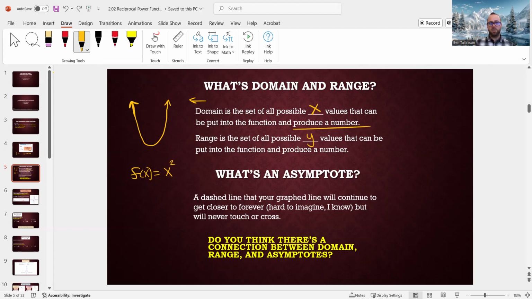So slowly but surely, and this is how you write domain like this, we're going to have all negative numbers. So it's going to go all the way to negative infinity. Okay? And anytime you use infinity or negative infinity, you use parentheses. It's just the rule. Okay? And then how far right will this go?